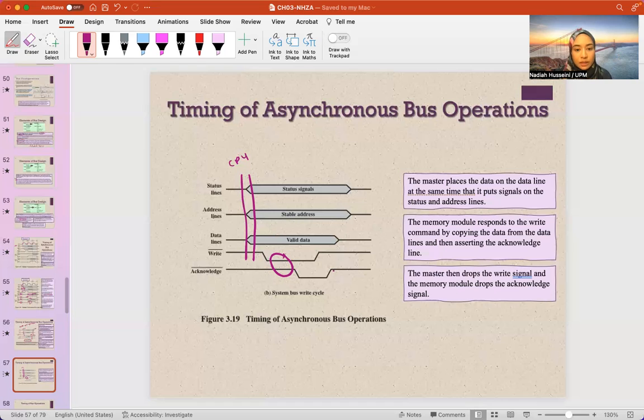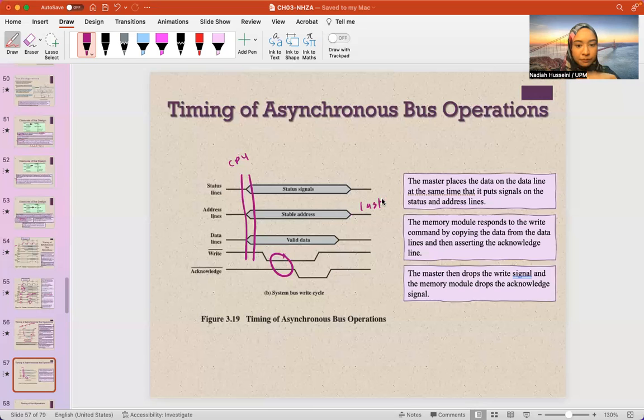And then once the CPU has been alerted on this, it drops the write signal. The master drops the write signal and the memory module drops the acknowledge signal. And then the CPU drops the address, but I didn't put it here. This is the last thing that gets dropped as usual. Okay, so that is the difference between the write and the read.